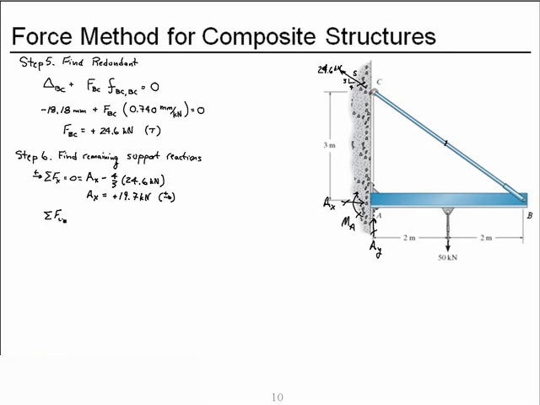Now let's sum forces in the vertical direction. We'll choose up as positive. We have the unknown vertical reaction at A minus the applied 50 kilonewton load plus the vertical component of the reaction at C. So plus 3/5 times 24.6 kilonewtons. Solve that for AY and we get a positive 35.2 kilonewtons. We had drawn it up so it does act in the upward direction.